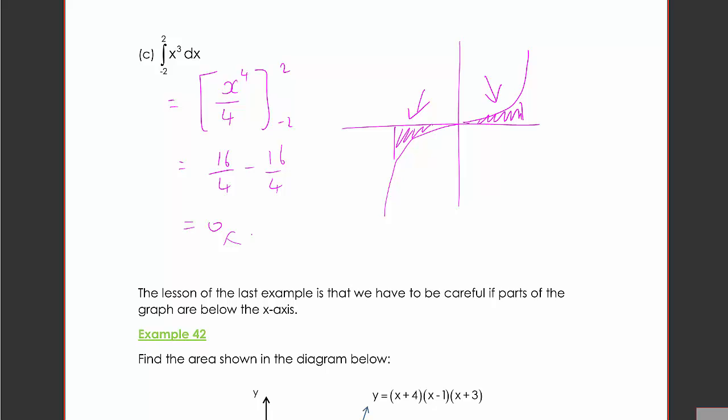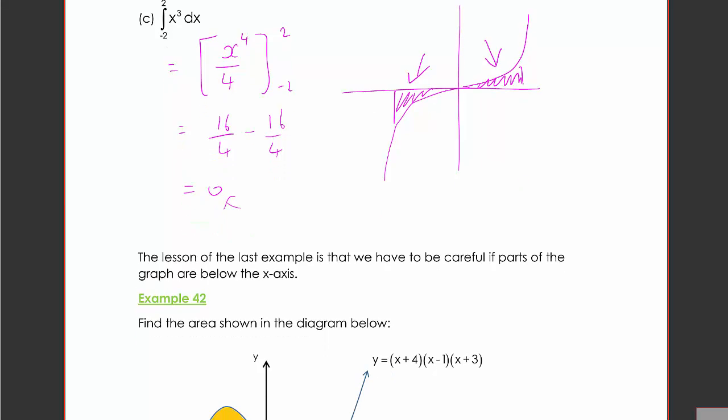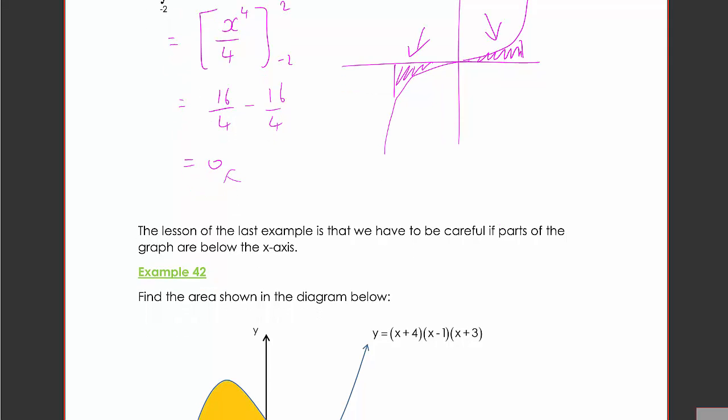So when we get an area to work out where some of it's below the axis and some of it's above the axis, we have to work them out separately so we don't get this cancelling out effect. And that's the point of the example I've just done. So the lesson of this last example is that we have to be careful if parts of the graph are below the x-axis.